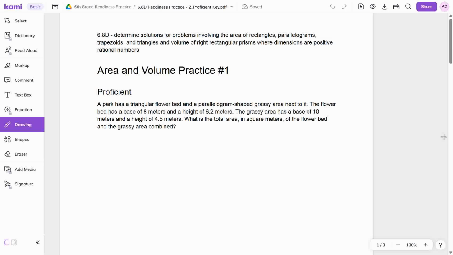Today we are looking at the 6th grade concept of area and volume. This is 6.8D Readiness Practice, the Proficient version.